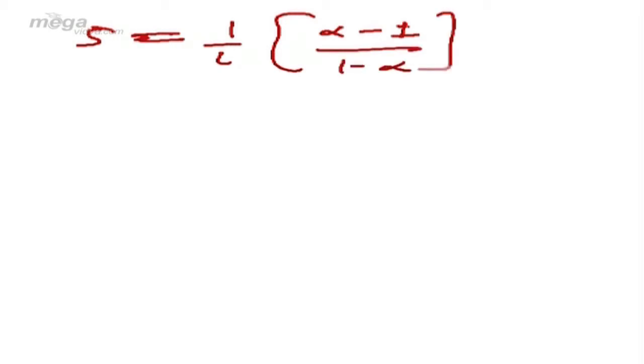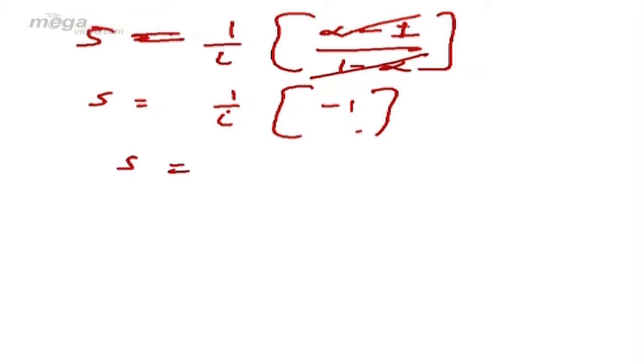So S equals 1 by i times (alpha minus 1) divided by (1 minus alpha). You can cancel this by this with a negative sign, so this will become minus 1. So S equals minus 1 upon i. This is equal to i. So the answer is i. This is one of the examples of polar form of the complex numbers.